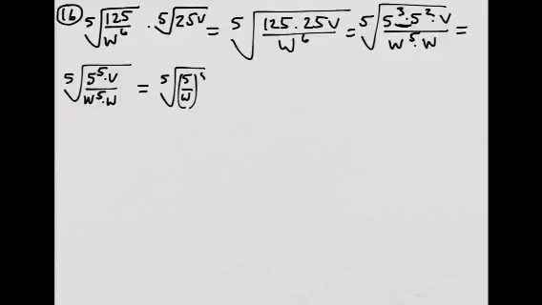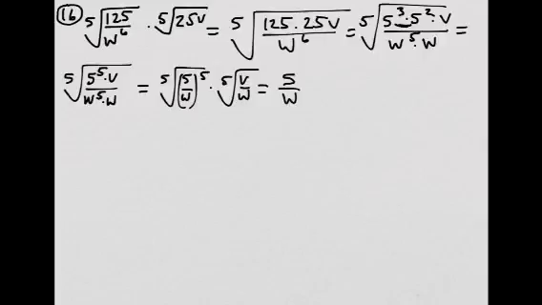They're both to the 5th, so I could write it like that, right? And then the 5th root of v to the w, v over w. So this first one right here, this cube root of something to the 5th just leaves you with the inside, with the radicand. So it's 5 over w.